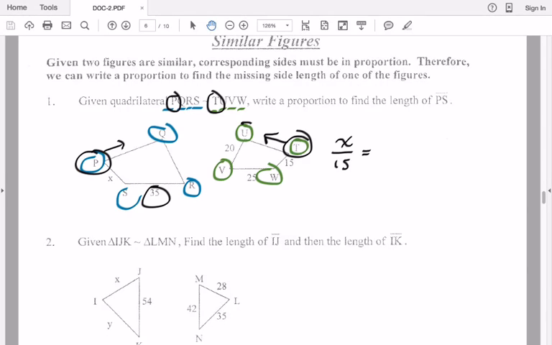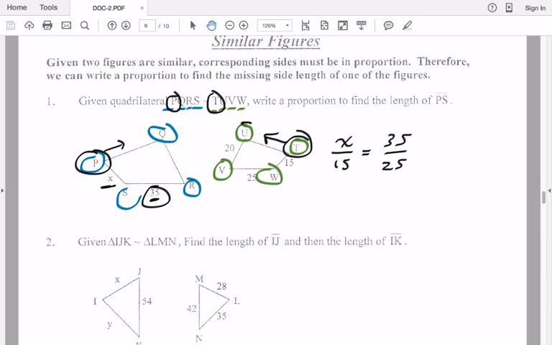So which side over here corresponds to 35? Is it going to be the 20 or is it going to be the 25? Well, it looks like the X is right next to the 35. So the 15 is right next to the 25. Then I'm going to say 35 over 25. So we have 35 over 25.